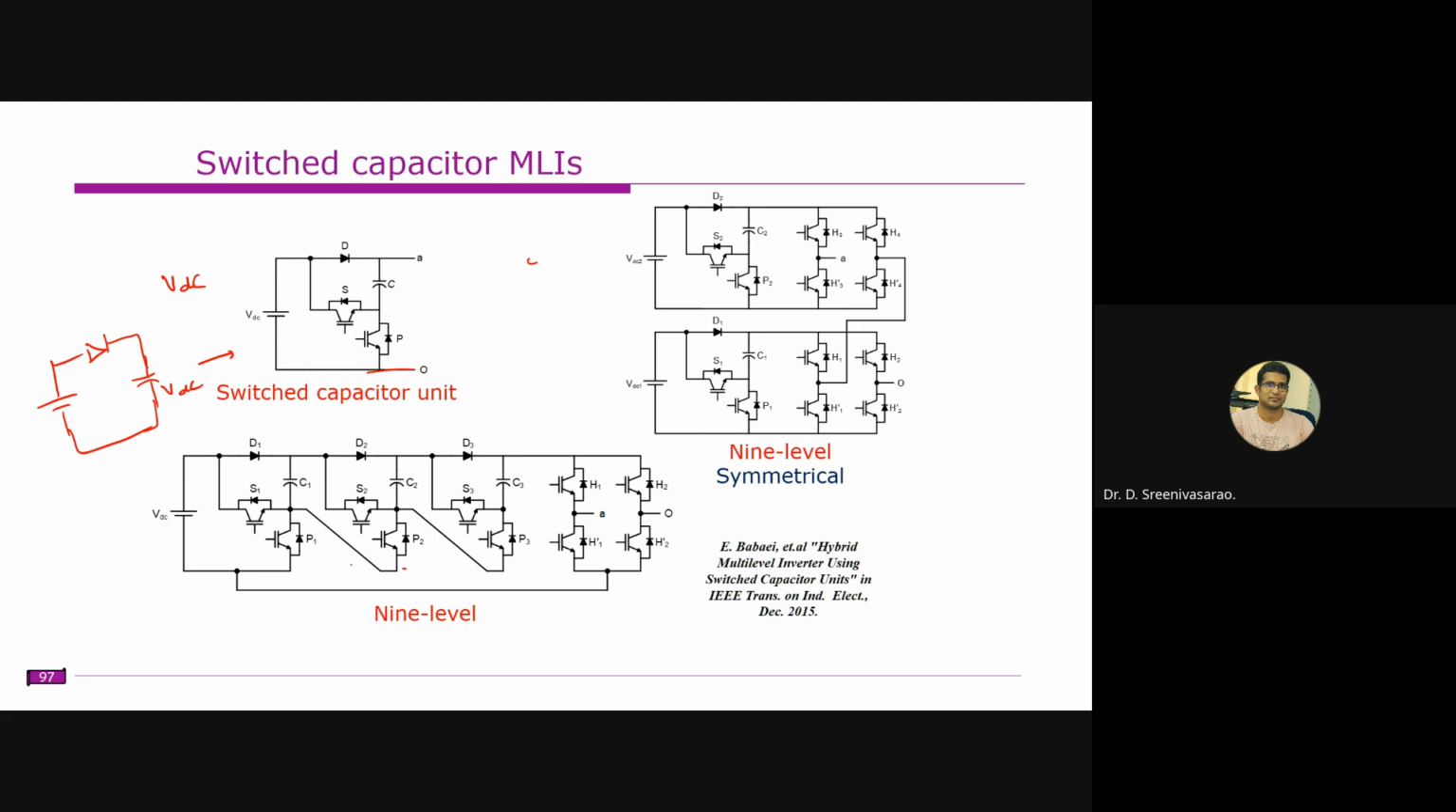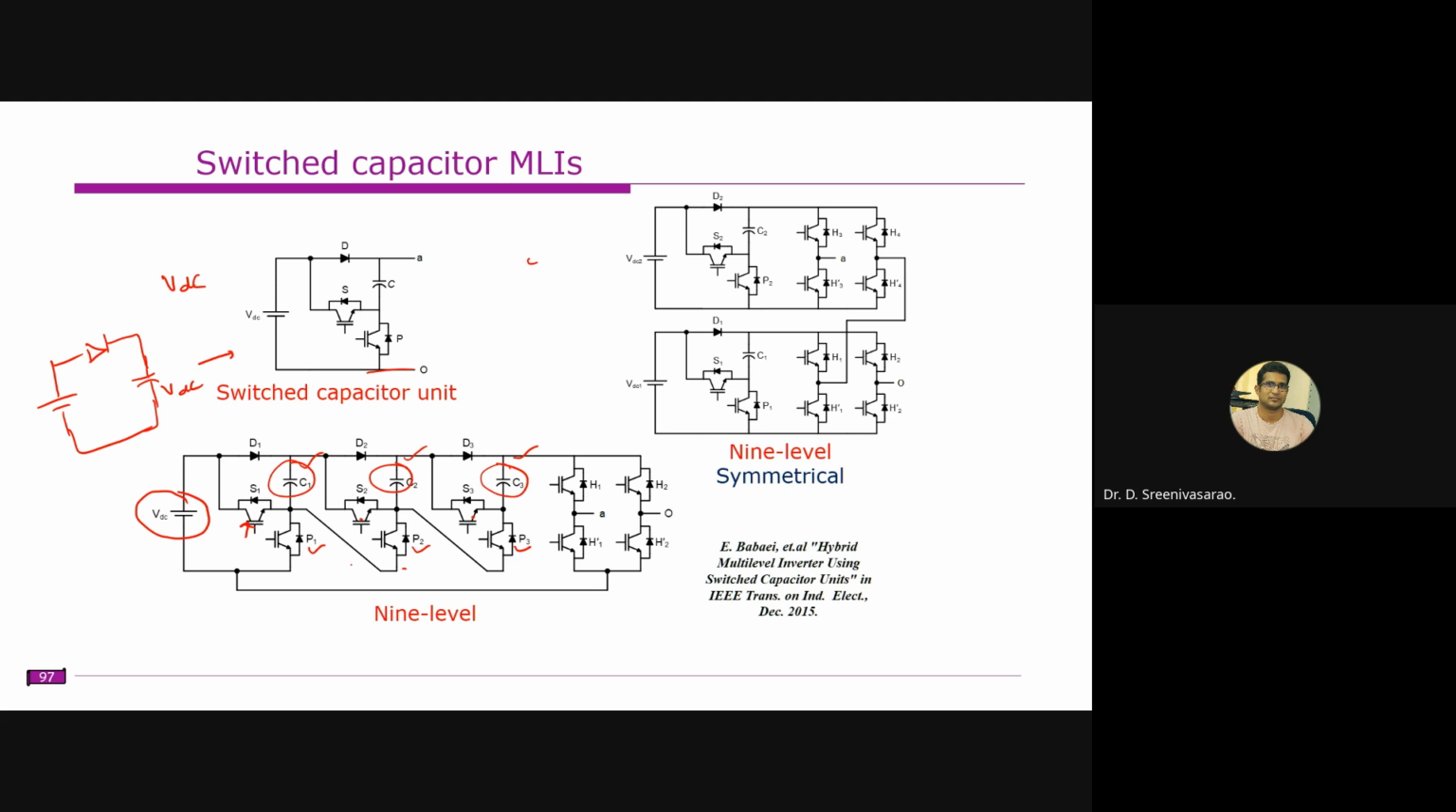If you want to extend this, for example, you have three capacitors connected here instead of a single one. If you turn on this P1, P2, and P3, all of C1, C2, C3 will be in parallel, and again in parallel to this fixed DC source. So now they are charged to VDC, VDC, and VDC. Whenever the load is connected, we can turn on S1, S2, and S3. With that, we can actually increase the number of levels.